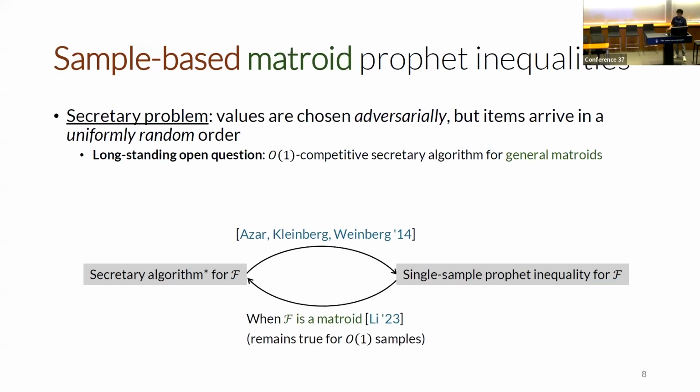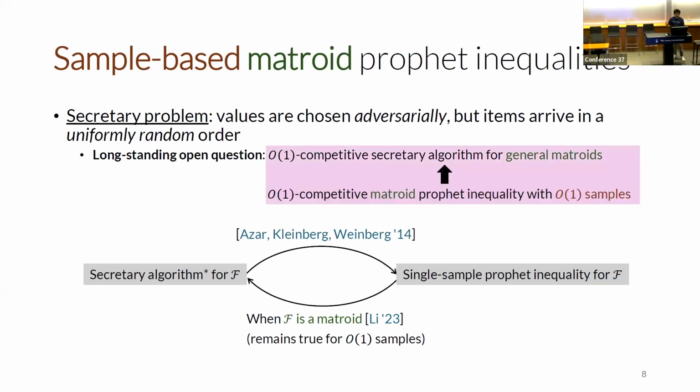However, very recently, another direction was also discovered, and proved for matroids only. This means that if we derive a constant competitive matroid prophet inequality with a constant number of samples, then we will resolve the matroid secretary conjecture. And we didn't, though.